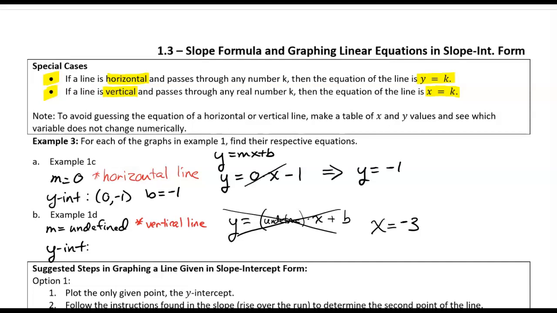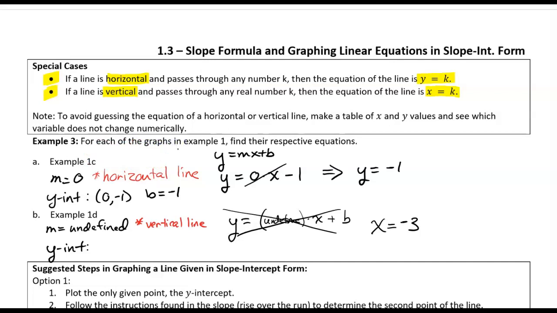So looking back at example 1, here it is, 1c. There it is. We had a slope of 0. So our m value is 0. And what was our y-intercept? That was at (0, -1). So m is 0, and our y-intercept was (0, -1), which meant that our b value is -1.